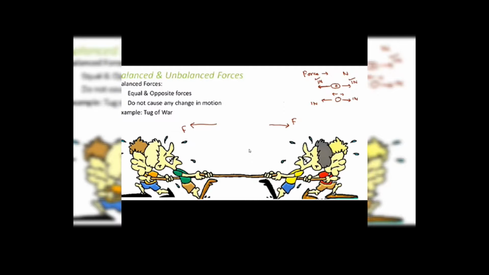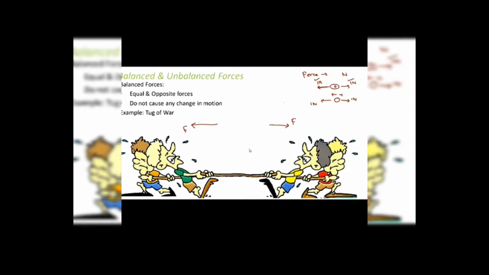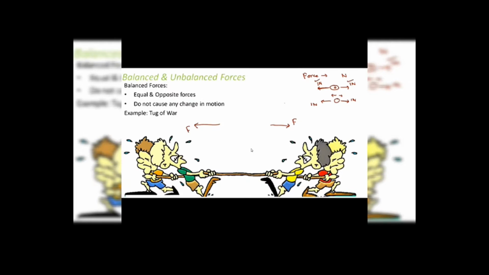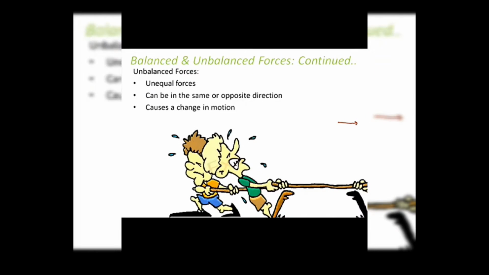Now what happens if the forces are not equal? Then there comes the unbalanced force, right? When you are applying a balanced force, it does not cause any change in motion. But if the forces are not equal, then there is an unbalanced force. Unbalanced forces are unequal forces, where the magnitude of force in one direction is greater or smaller than that in the other direction. In this case, forces can be in the same direction or in opposite directions.